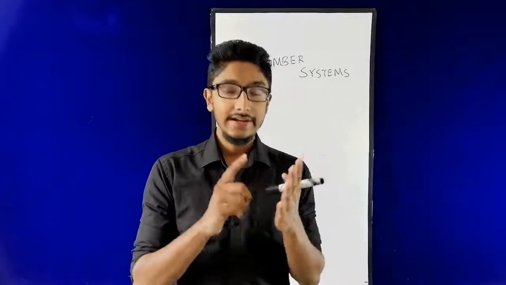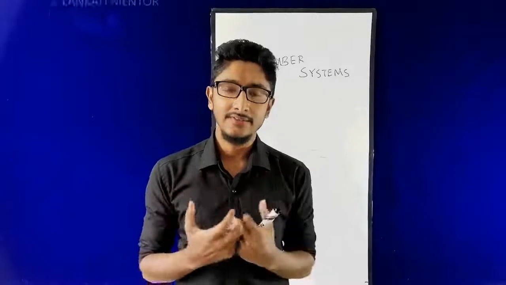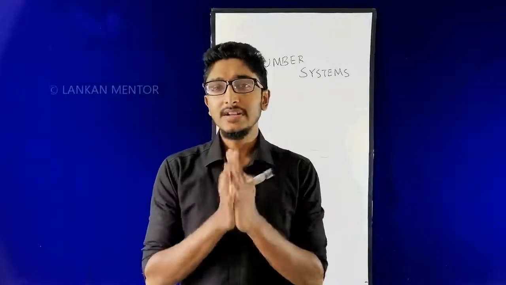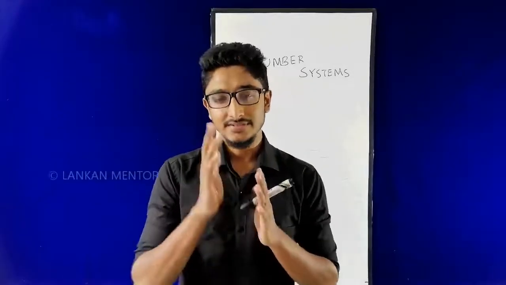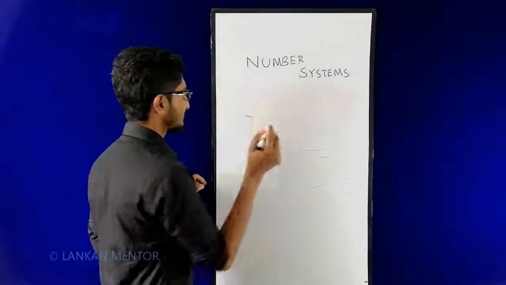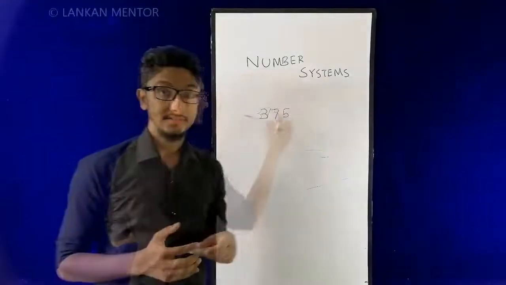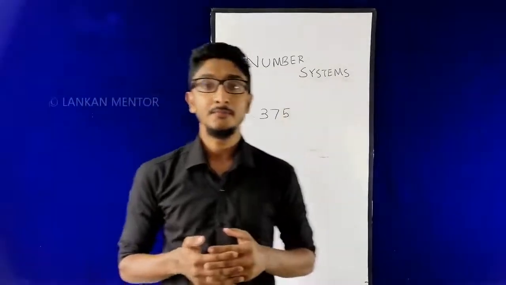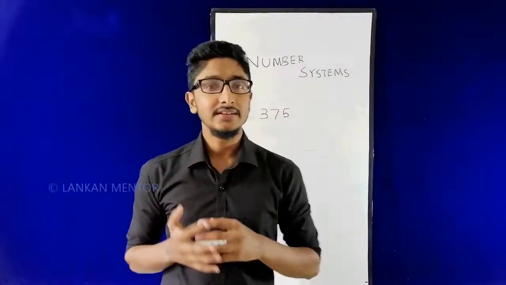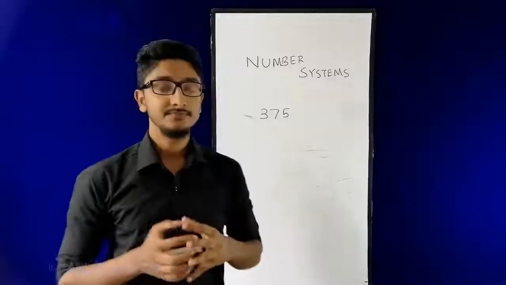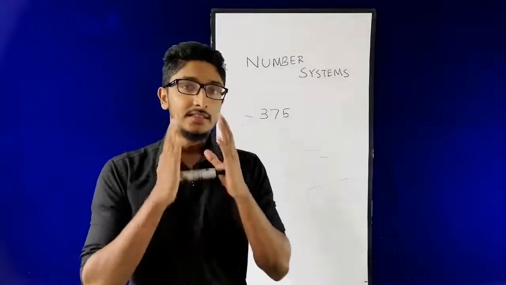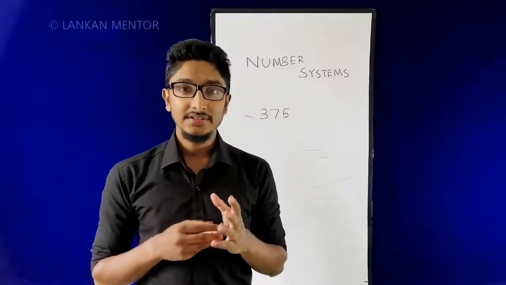Now we use decimal numbers in our day-to-day life. Now what is a decimal number? I'll just write 375. See, this is 375. So what is this 375? I just wrote a number. So this number represents some value.